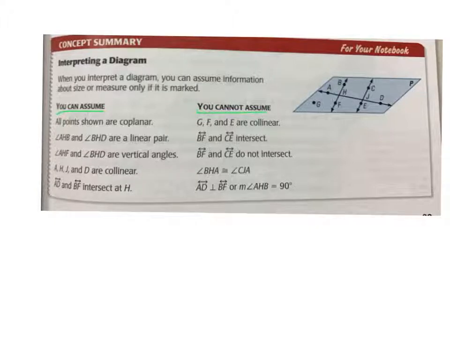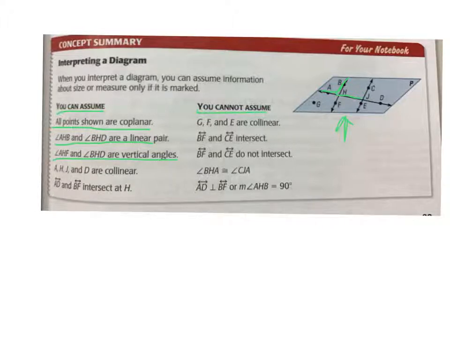So first, you can look at this. You see we have one plane, right? Plane P. And we can look at this and see that all points are coplanar. They're all lying on the plane. That we can agree on, right? You can see that angle AHB, so this angle, and BHD are a linear pair, right? Because they have an adjacent line and they lie on the same line.